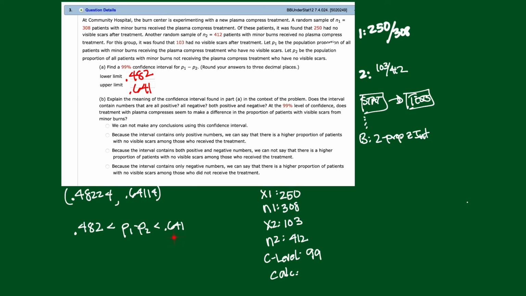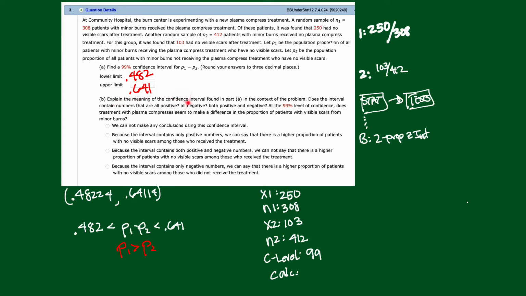And let's just look at this interval. It's all positive numbers. So if it's all positive numbers, it must be that P1 is greater than P2, right? Now P1, these are the people who got the plasma compress treatment. P2 is the people who did not.